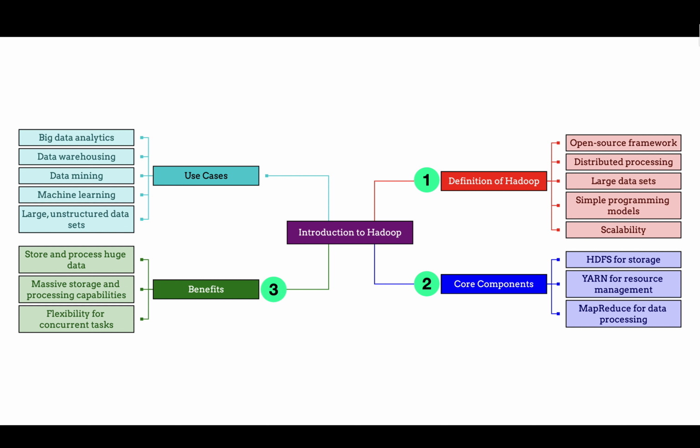3. Benefits. Hadoop's major benefits include its ability to store and process huge amounts of any kind of data quickly, massive storage and processing capabilities, and the flexibility to handle limitless concurrent tasks or jobs. 4. Use cases. Hadoop is widely used in industries for applications like big data analytics, data warehousing, data mining, and machine learning. It's particularly effective in processing large, unstructured data sets, such as text and images.